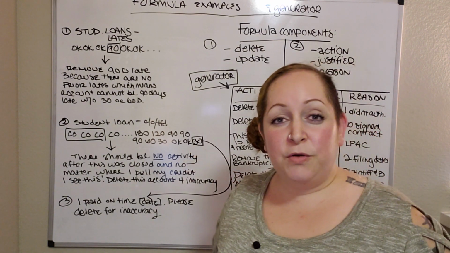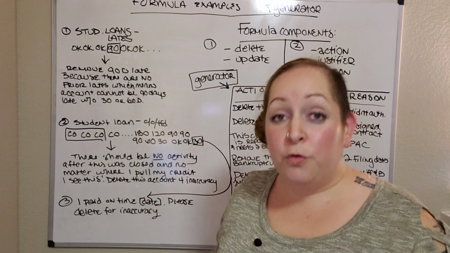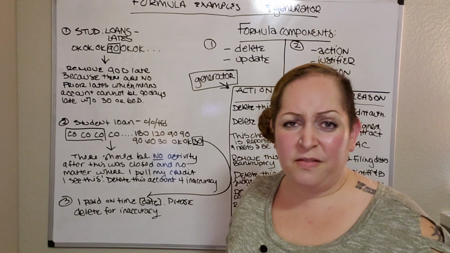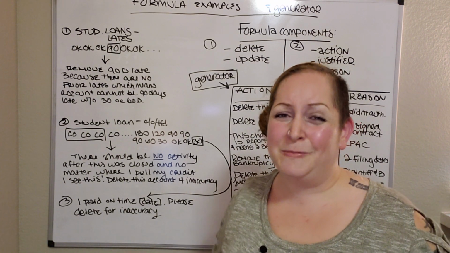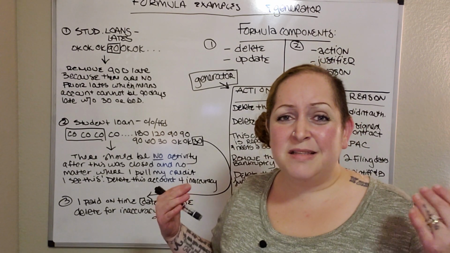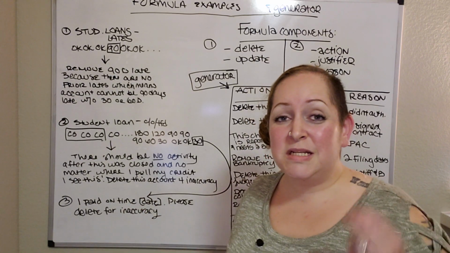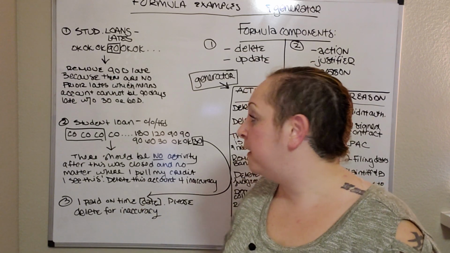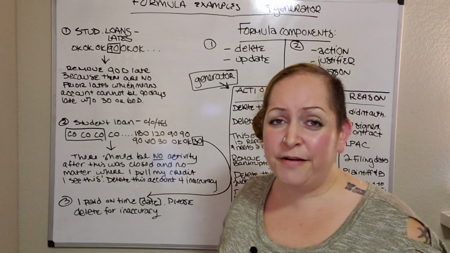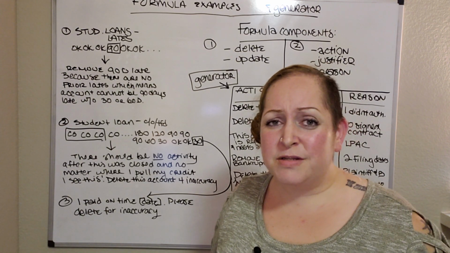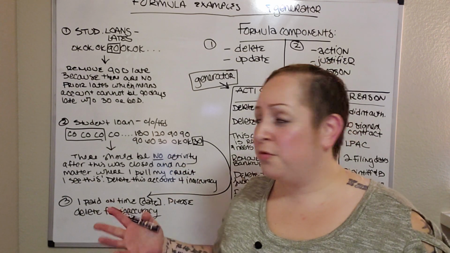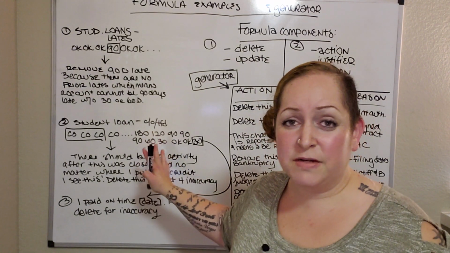So in this one, we are wanting to remove the account because there's nothing that you could do with a charge-off. You can't update it. It's done. It's finito. It's dead, okay? You need to remove this from your credit report, unless it's like the oldest thing on there, you have no other positive history, and then it's just going to drop your score. But that's for a different day.